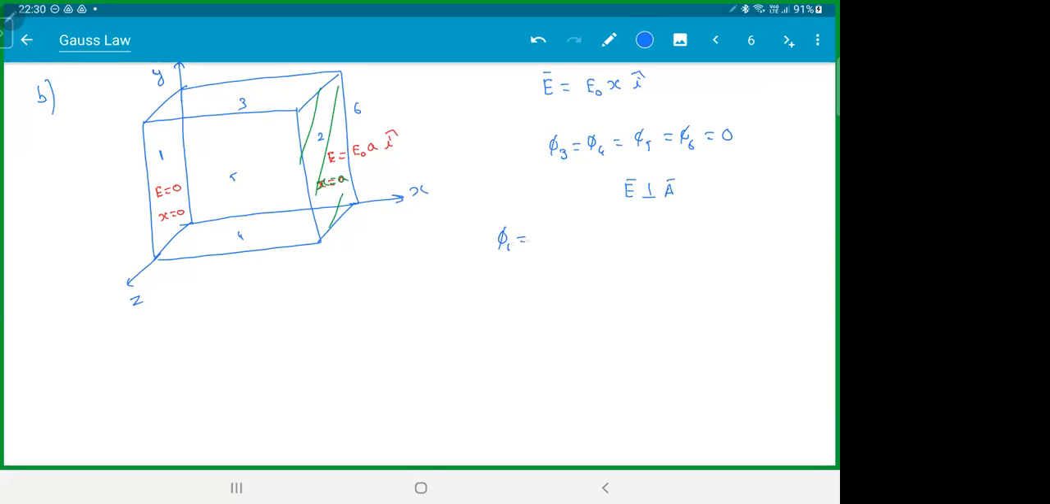So flux on 1 is 0 because E is 0. So flux on 2 will be simply E naught A into A square, E naught A cube. Please check. Is that making sense?